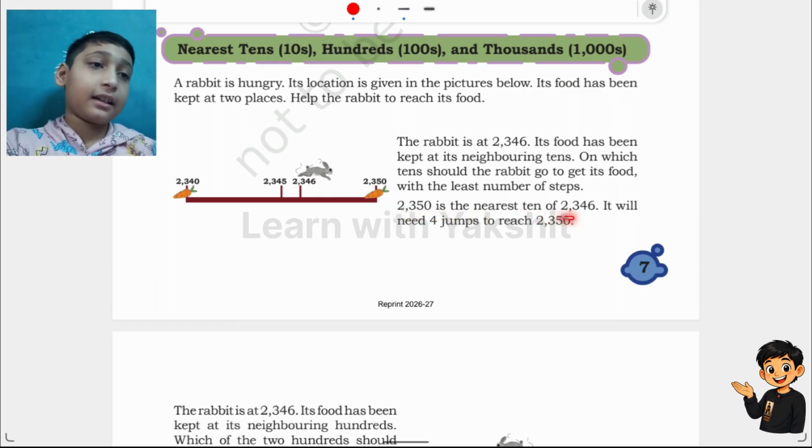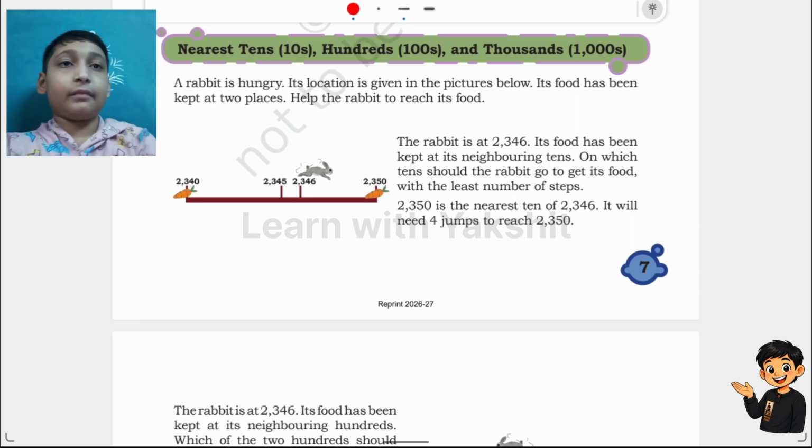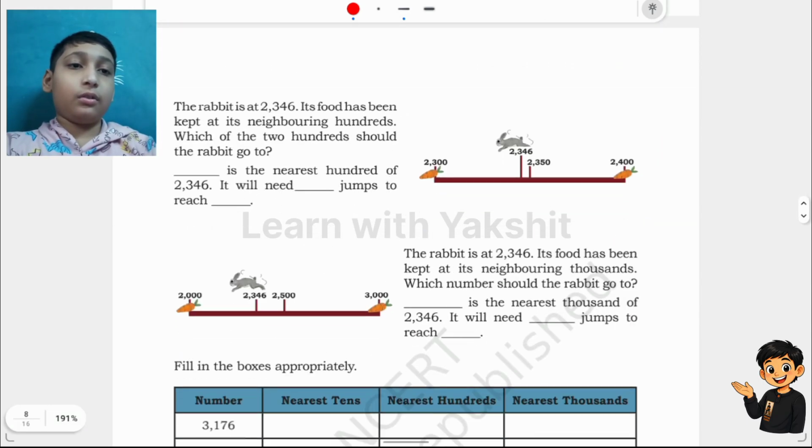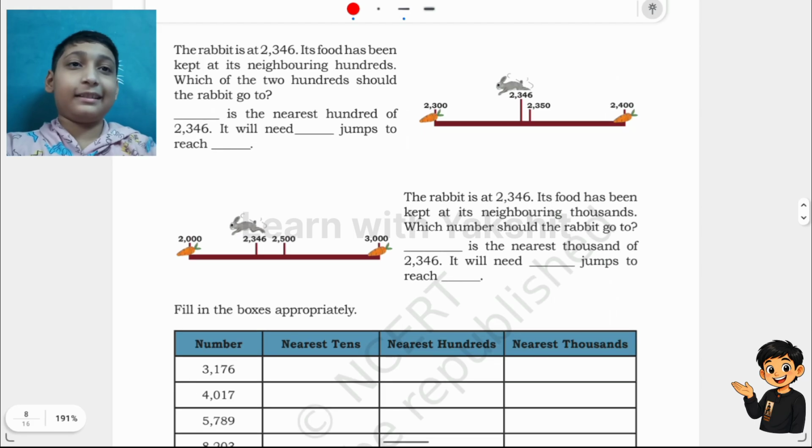2350 is the nearest 10. Okay, I'll stop saying this number. I will say it using a dash. Now, okay. Dash. It will need 4 jumps to reach 2350. Now, let's go. There are more questions, by the way.